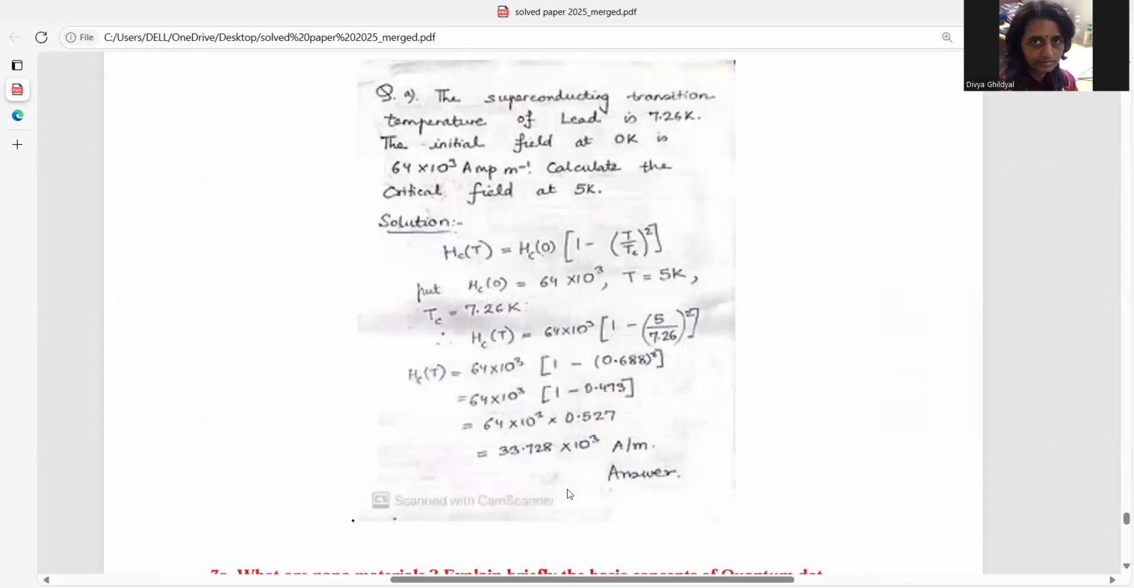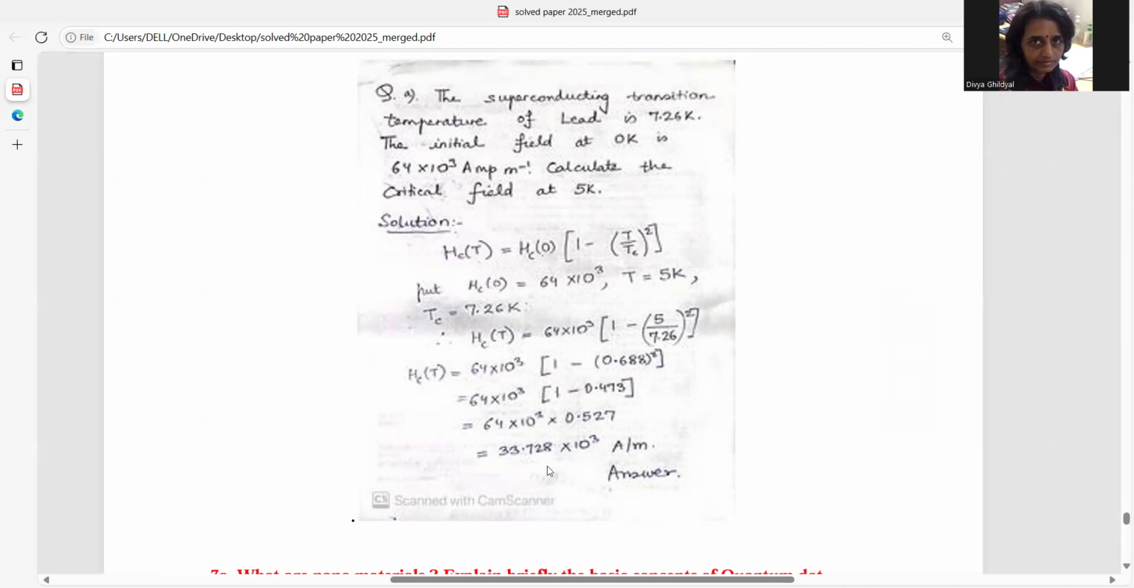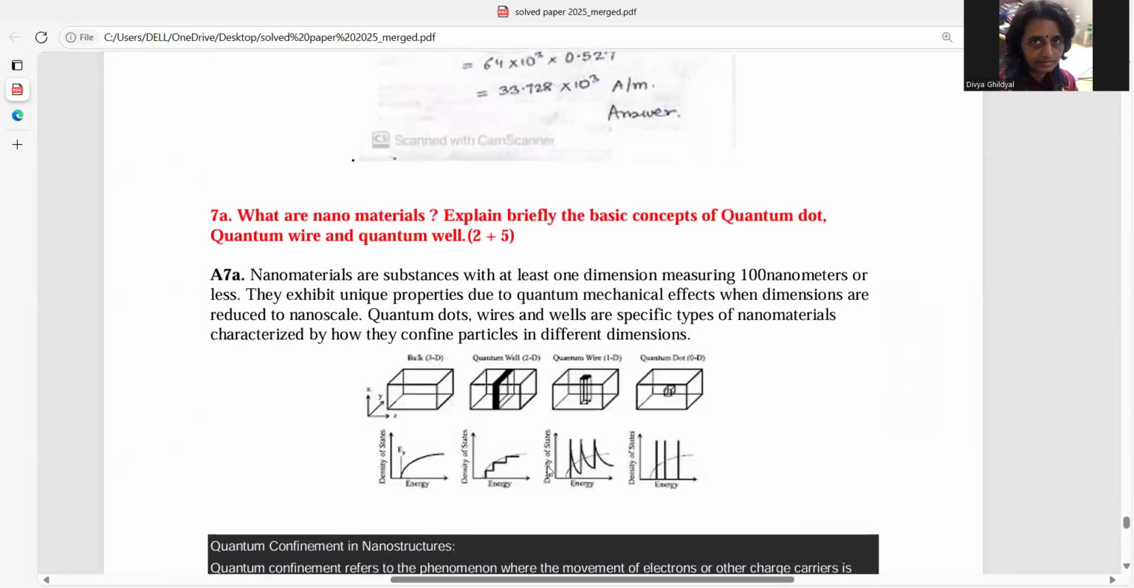The superconducting transition temperature of lead is given, and the initial field is given. So Hc is equal to H naught into 1 minus (T upon Tc) whole squared. I put my values and I get the answer as 33.728 into 10 to the power of 3 ampere per meter.